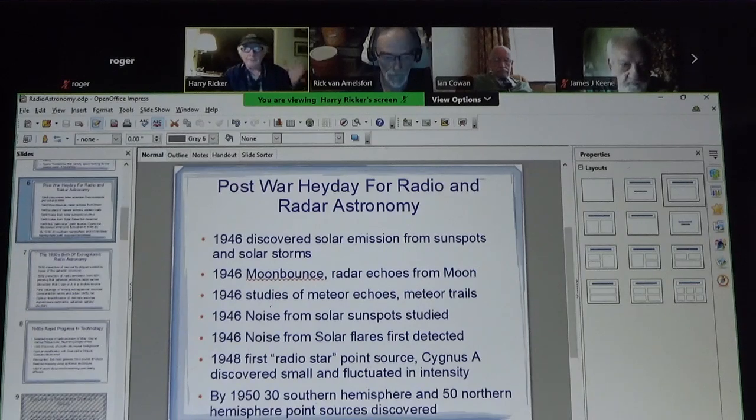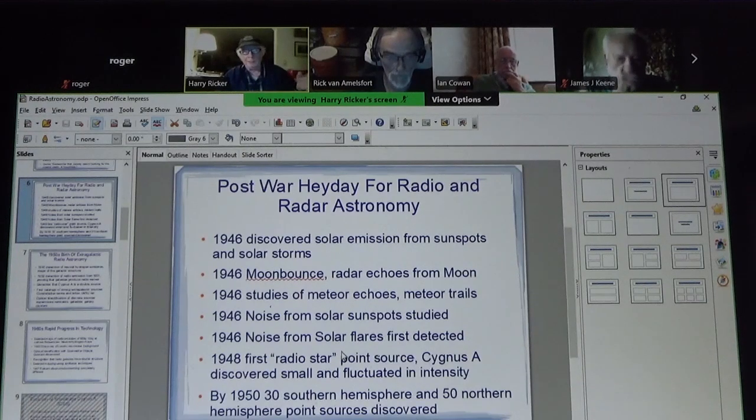Okay, I talked a little bit about this, the post-war heyday for radio and radar astronomy. This was really a period in which, if you were a radio astronomer, you were making discoveries practically every day. And it was very fruitful. They were detecting, they discovered that sunspots radiated, solar storms created radio emission. There were people doing moon bouncing, radar signals off the moon.